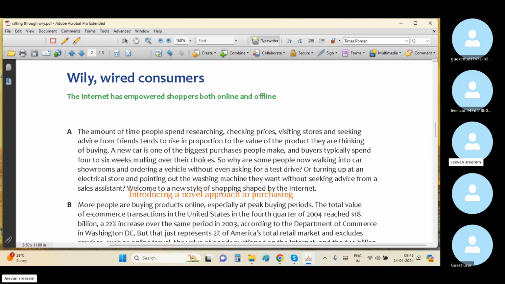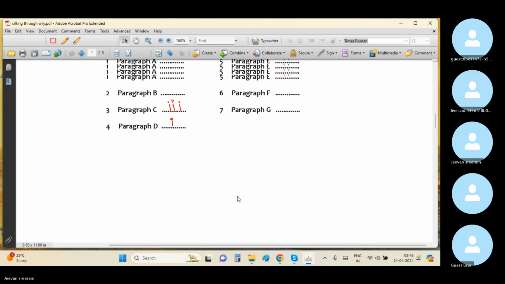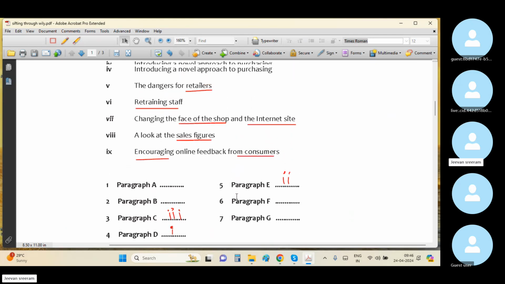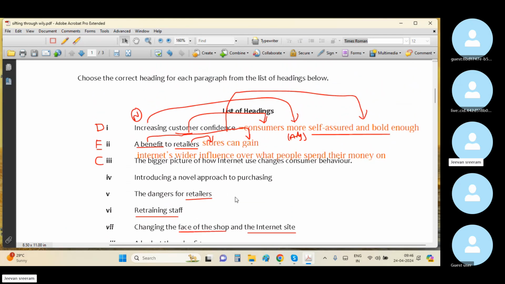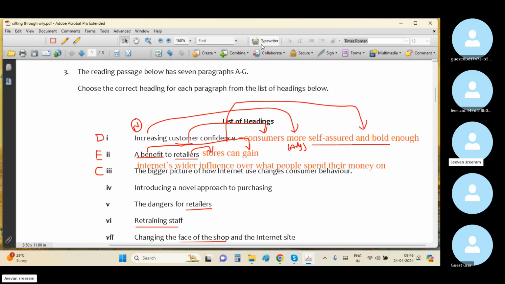He has even changed the forms. Welcome to a new style of shopping. Introducing a novel approach to shopping. New is equal to novel. New is adjective, novel is also adjective. Straight synonym. Style is equal to approach. Style is noun, approach is also noun. Shopping, purchasing. That's how he paraphrased. It's so straight, isn't that right? Shopping is noun, purchasing is also noun. Kind of verb placing form.